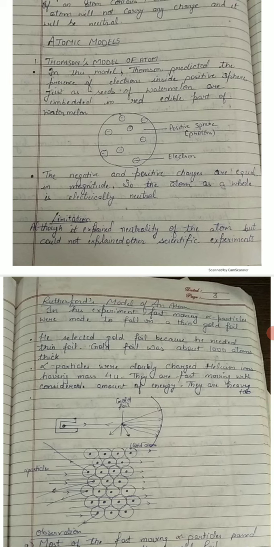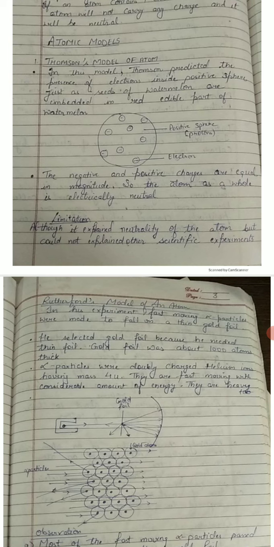Thomson's full name is J.J. Thomson. He gave us the model of the atom, in which he compared his model with a watermelon. In a watermelon, the red edible part he compared with a positive sphere, and the negative seeds are embedded in the red edible part. In the atom also, negative electrons are embedded in the positive sphere. That is what he gave us. Thomson compared his model with a watermelon or Christmas pudding.